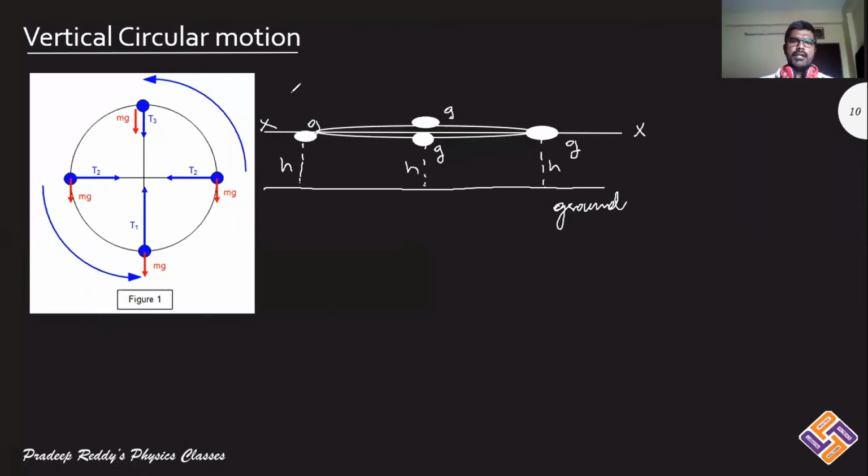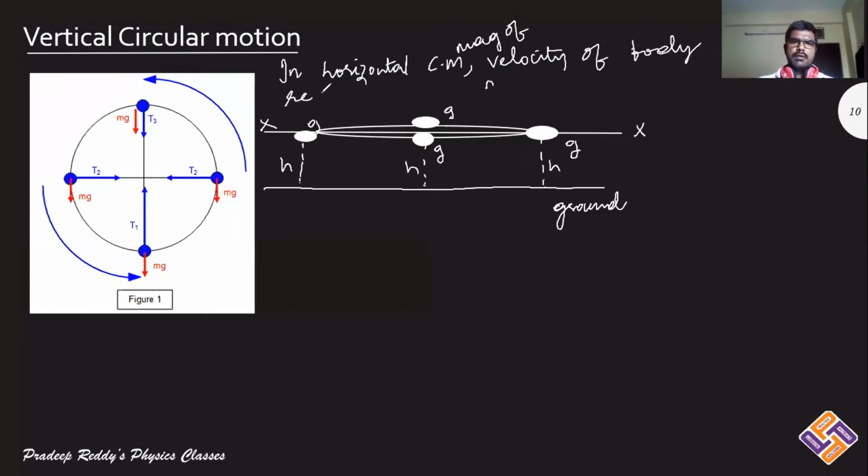Therefore, in horizontal circular motion, write it as: the magnitude of velocity of the body remains constant.